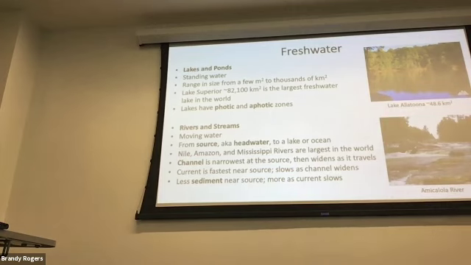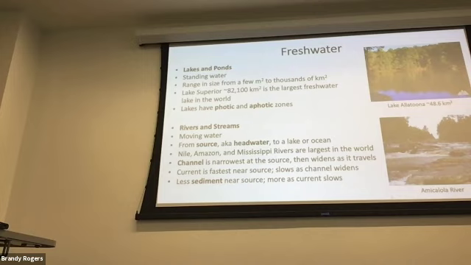There's a channel, that's where the water is moving, right? That's sort of the middle. It's narrowest at the source and widens as it travels. So usually water slows down as the channel widens, right? When it narrows, it starts to move a little bit faster. And there's usually less sediment near the source. What's sediment?